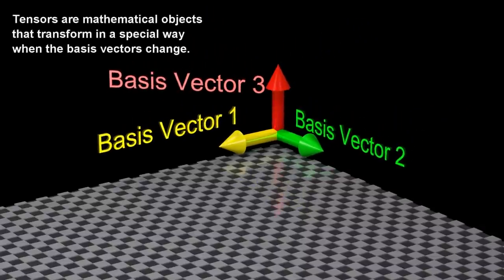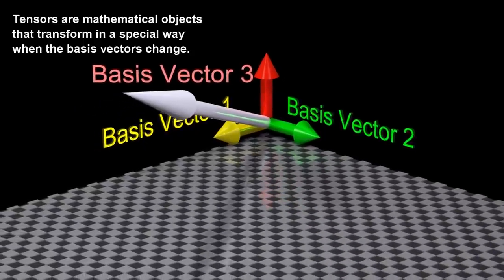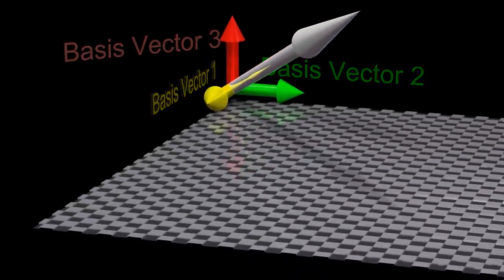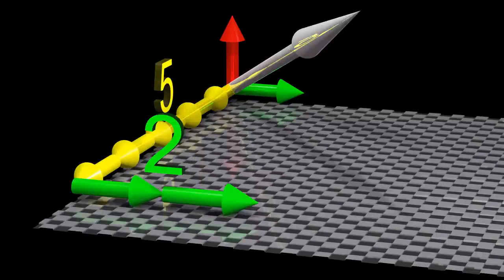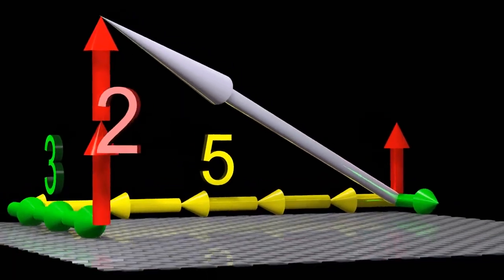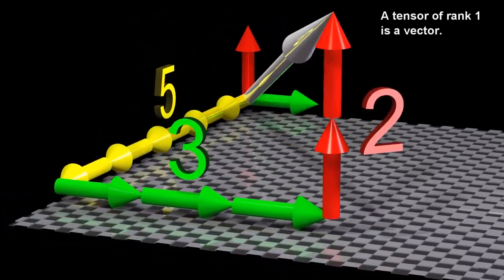Tensors are mathematical objects that transform in a special way when the basis vectors change. Understanding tensors is fundamental to understanding the curvature of space-time in Einstein's general relativity. A tensor of rank 1 is a vector.